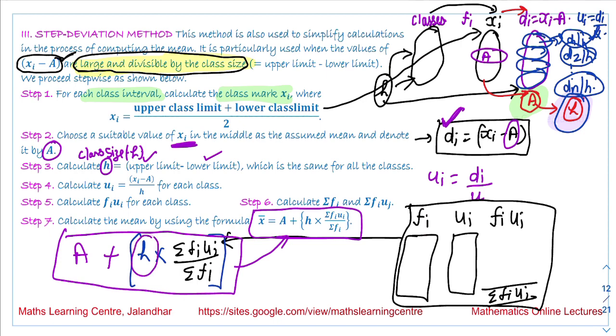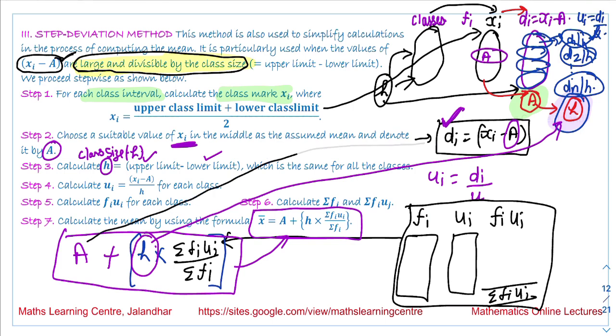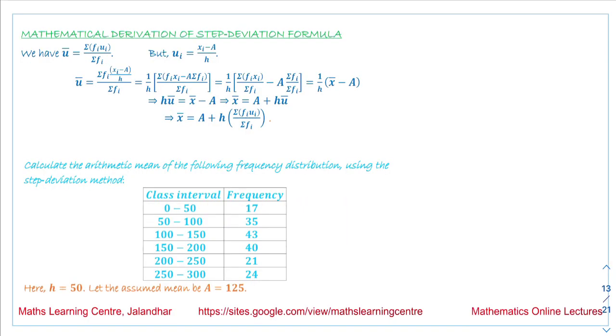Why is it multiplied by h over here? Because each value was divided by h. Why is this a added over here? Because each value was reduced by a. So this is the formula we use when we are using this method, that is the step deviation method. So we solve a problem using this method. Suppose this data is given to us, and these are the class intervals, and these are the corresponding frequencies that we have.